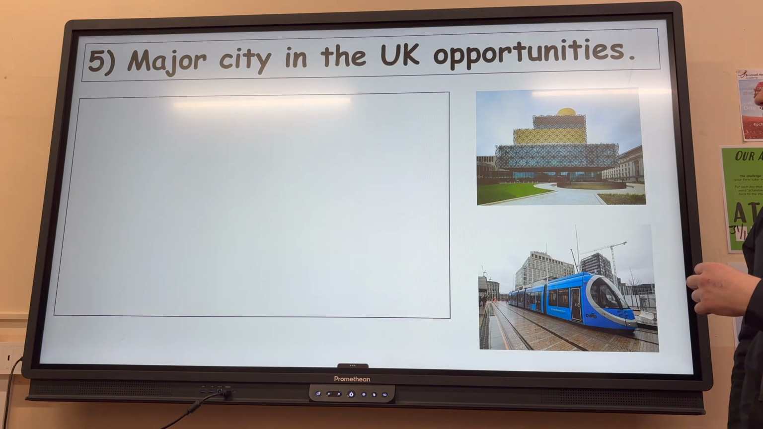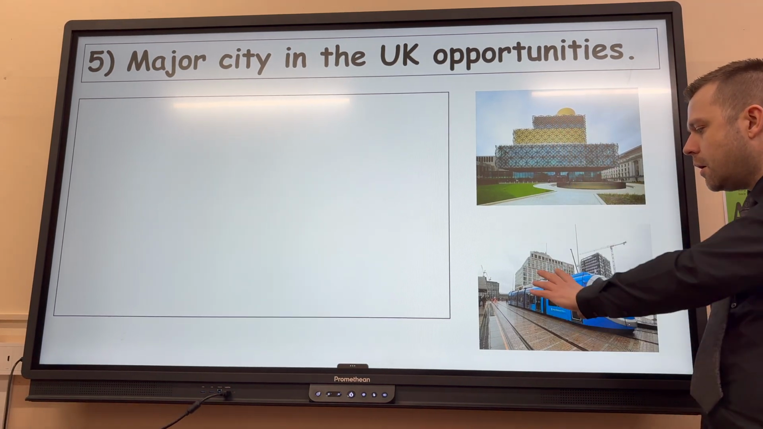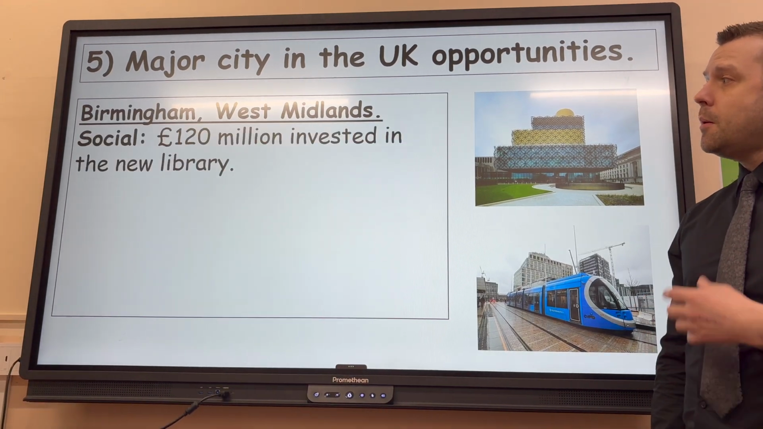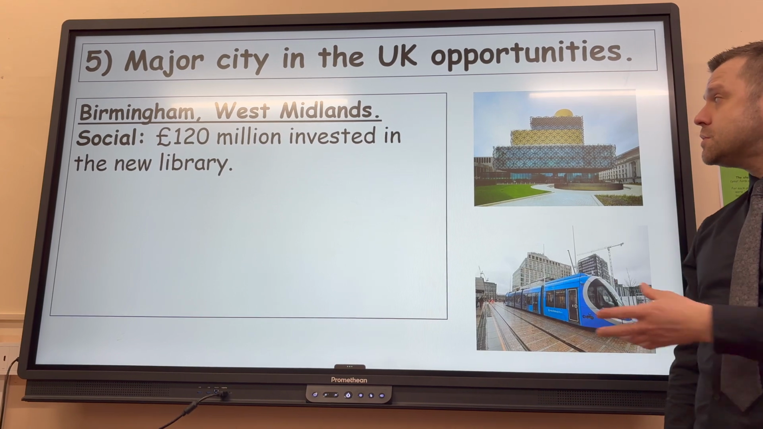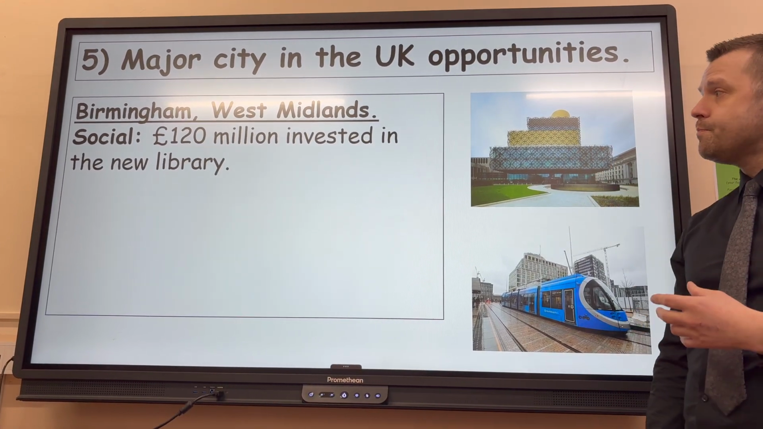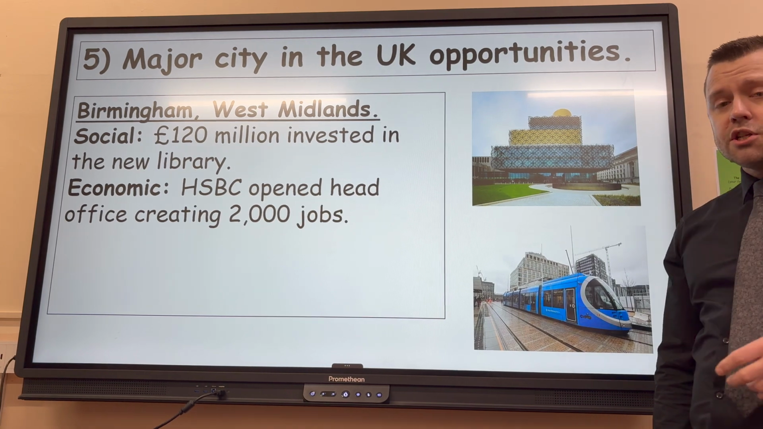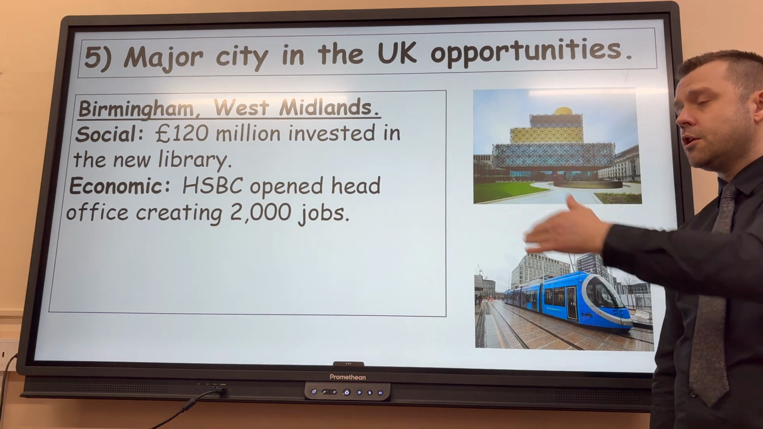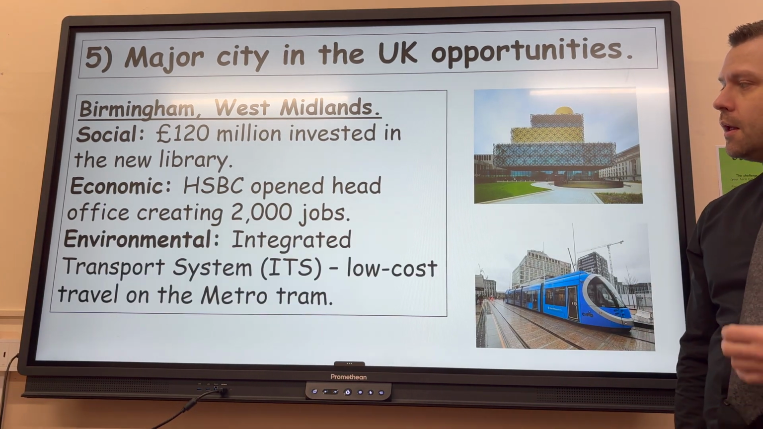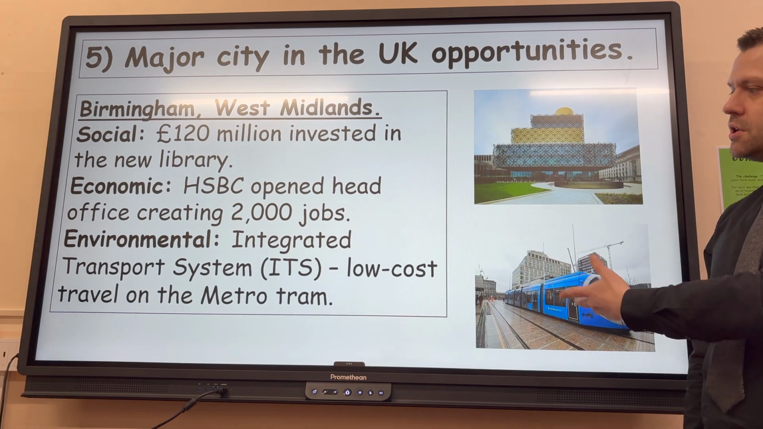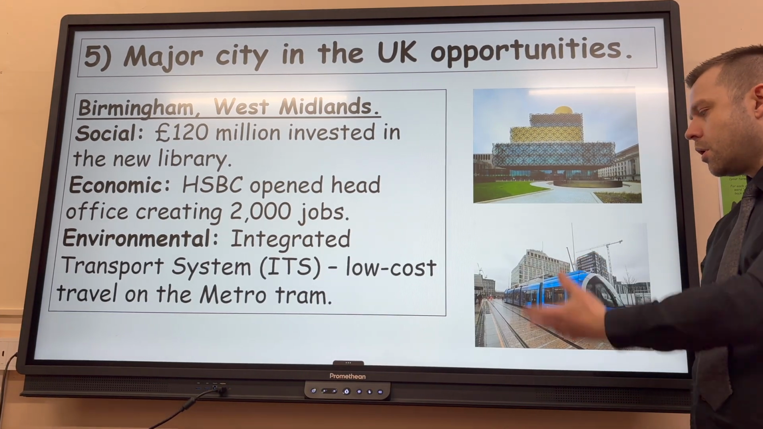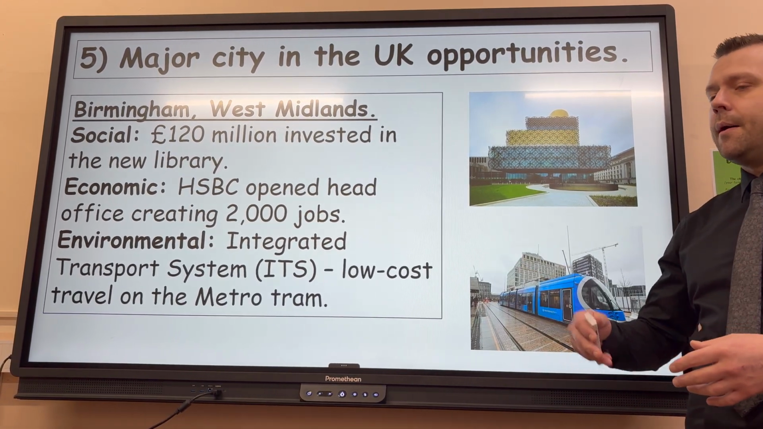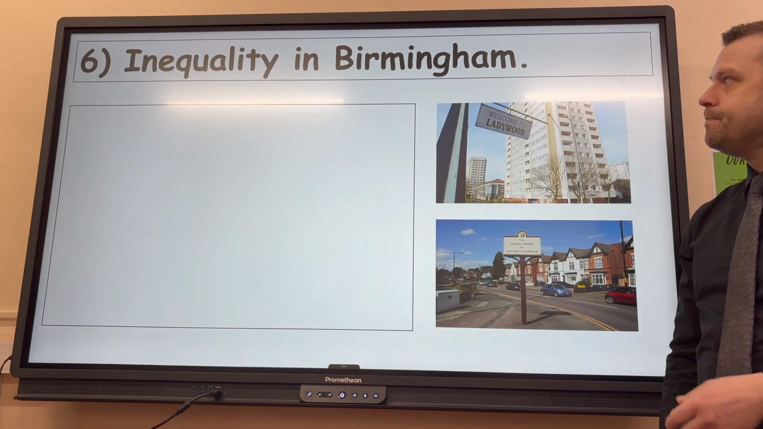However, there are also lots of opportunities in the UK. We've got the beautiful library and the metro integrated transport system here. So, Birmingham social: £120 million was invested in this new library. Economic: HSBC opened up a head office opposite the library, and it created 2,000 new jobs. And environmental: as I mentioned, integrated transport system, it's low cost travel, and it links closely with other transports such as the Grand Central train station at New Street.